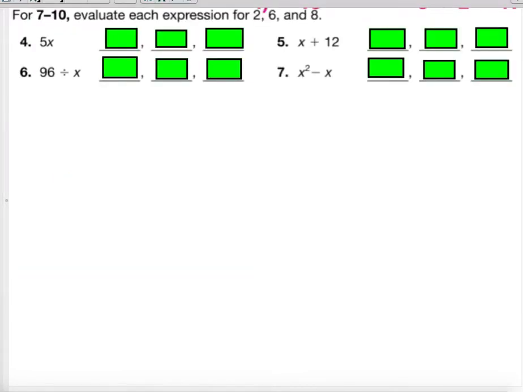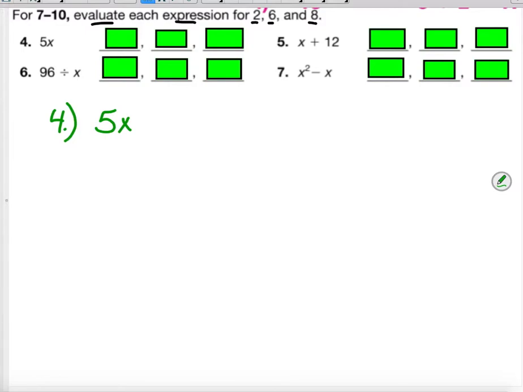Let's take a look at some other ones that get a little more complicated. In this case, they want you to evaluate each expression for 2, 6, and 8. So you're going to have three problems to do for each expression. Let's take a look at number 4. Number 4 gives us 5x. So 5 is the coefficient of x.